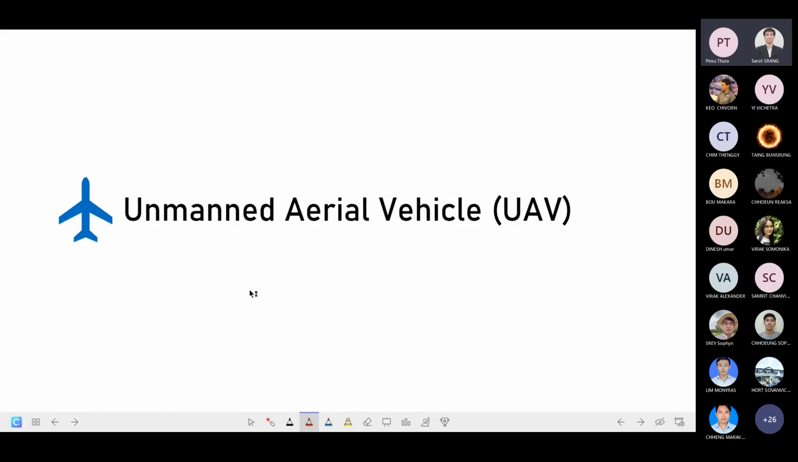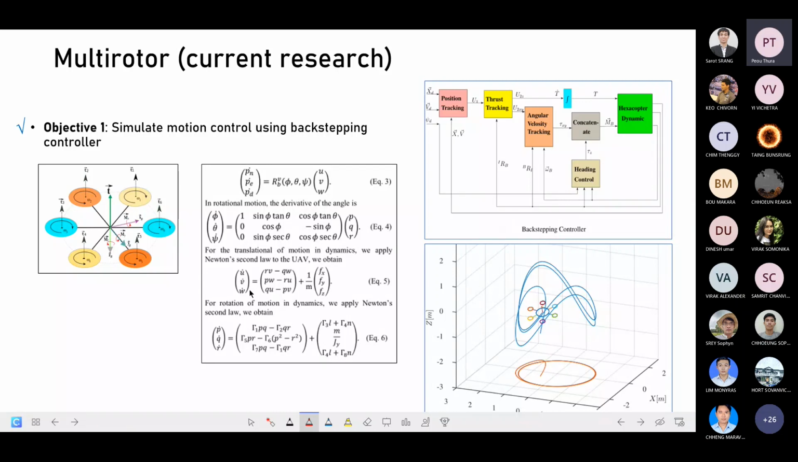The next theme is on unmanned aerial vehicles. So objective one for unmanned aerial vehicles is to simulate motion control using backstepping. So backstepping is very useful for a dynamic equation where the number of outputs is more than the number of inputs.